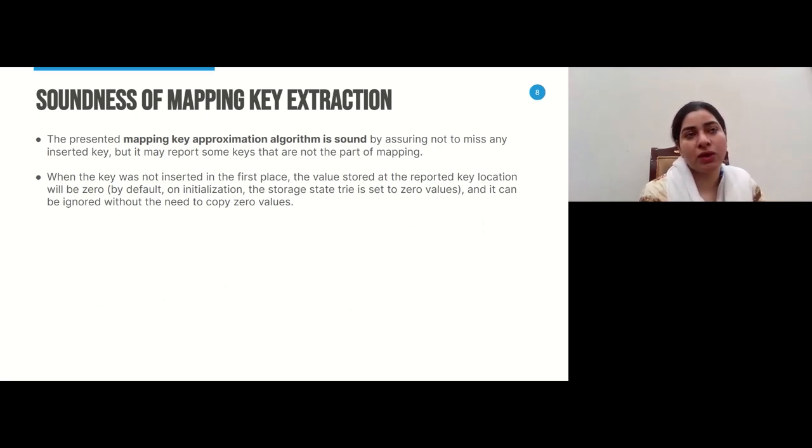So if our smart contract does not contain any runtime value, or any value that we cannot extract statically, we can extract 100% of the complete list of mapping keys, which directly implies that we can completely extract the complete state of the smart contract.